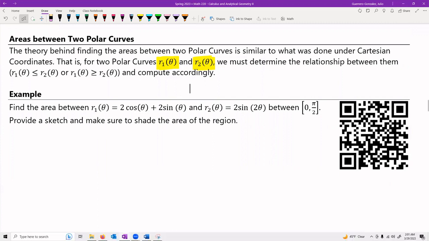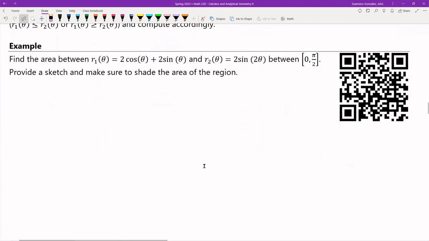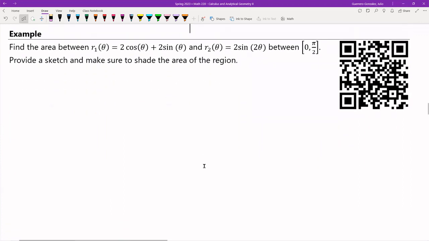Okay, so to show you how that sort of works, let's go ahead and do this next example. Let's say we had an R1 of theta being that and R2 of theta being this, and I want to find the area between the two curves between 0 and pi over 2. Now, I provide the QR code for that calculator because you can still use it, but you can't use it how you think you could. Okay. I'll explain that in a second.